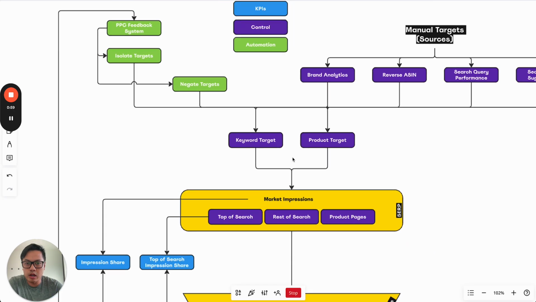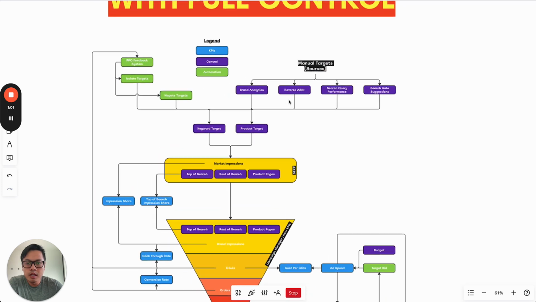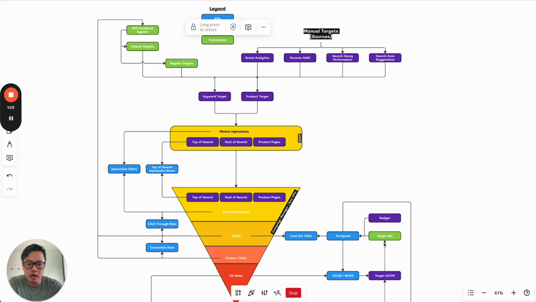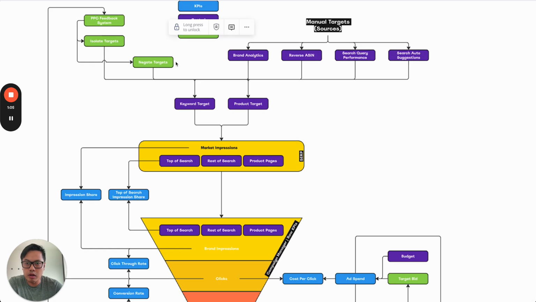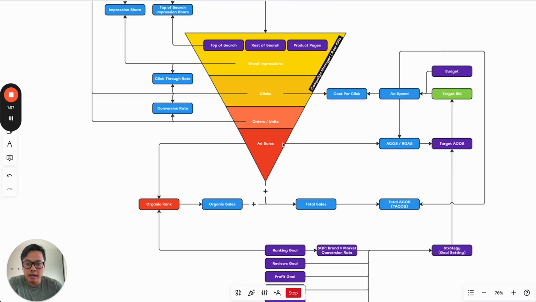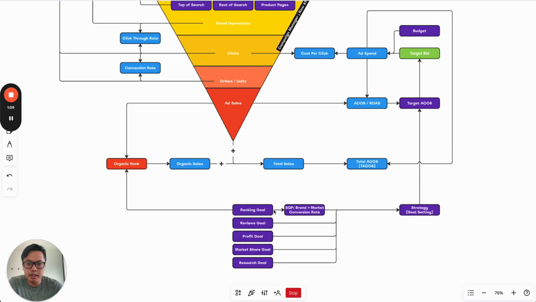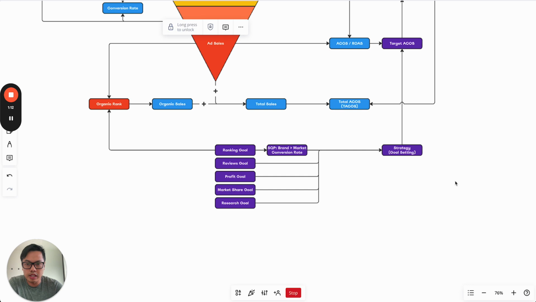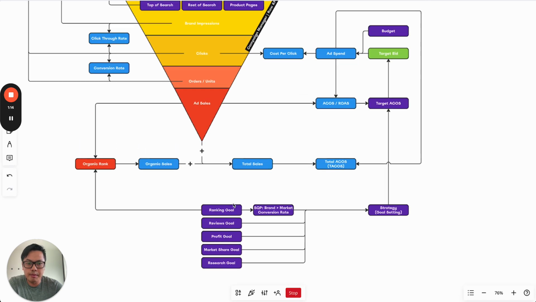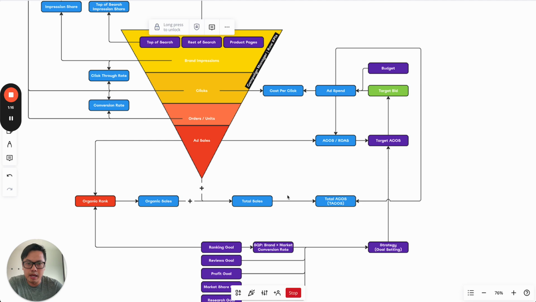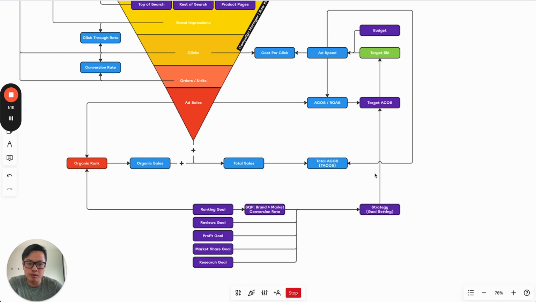Then we have the ones in green. So this is where the automation will come in. So you can automate your bids, you can automate your targeting up here, and that's generally it. The purple ones down here is where the strategy comes in, but we're going to be using our KPIs, the ones in blue, in order to form that strategy.